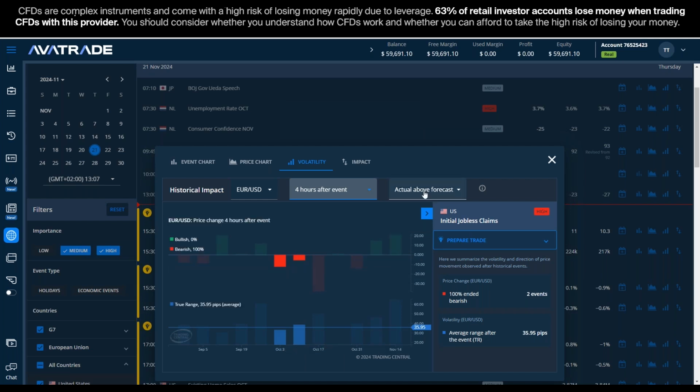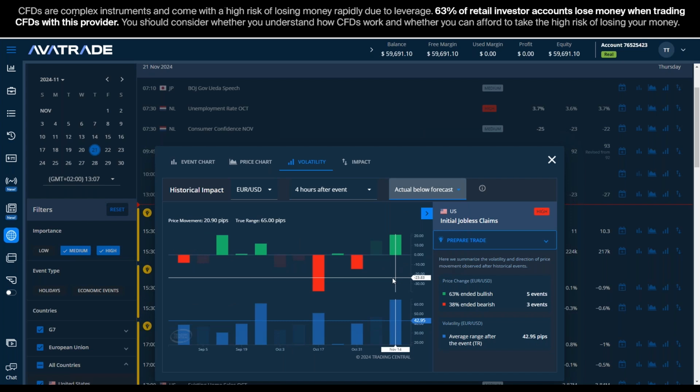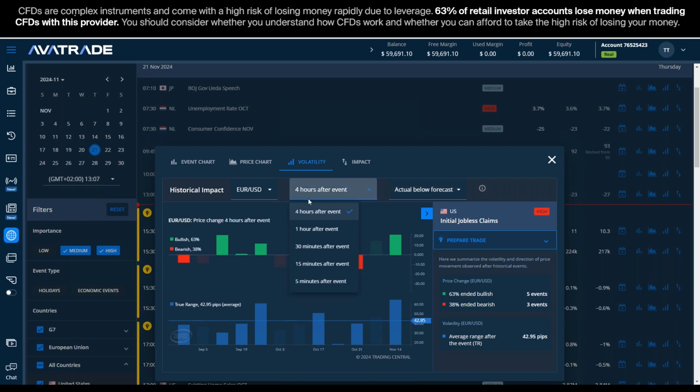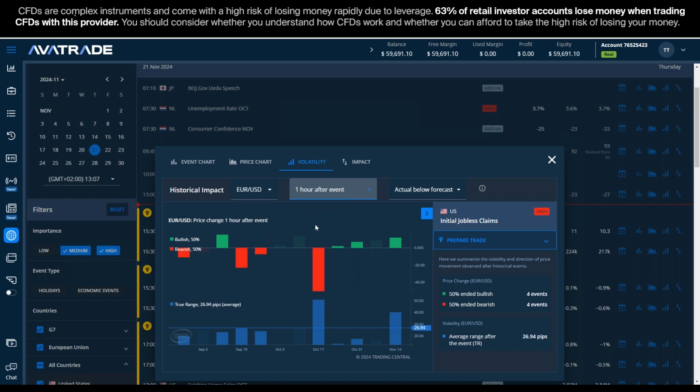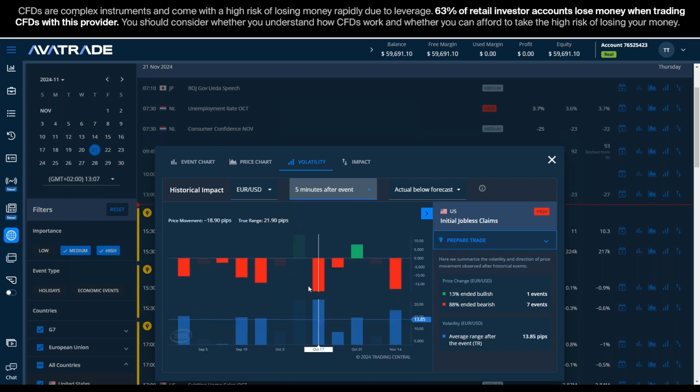Okay. Now, what if this came in below forecast? All right. The opposite. Now, it's not 100%, but 63% of the time, the movements went up. Okay. So went up 1, 2, 3, 4, 5 times, went down 3 times. Now, you can start to look and say, well, what about after 1 hour? 50-50 after an hour. What about in the first 5 minutes? All of them were down.